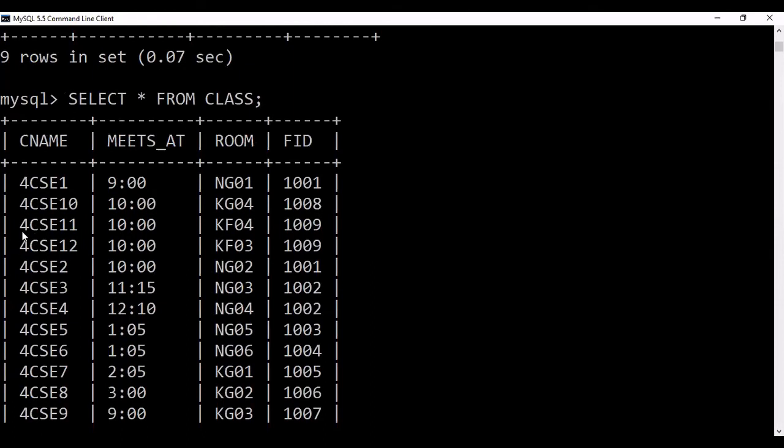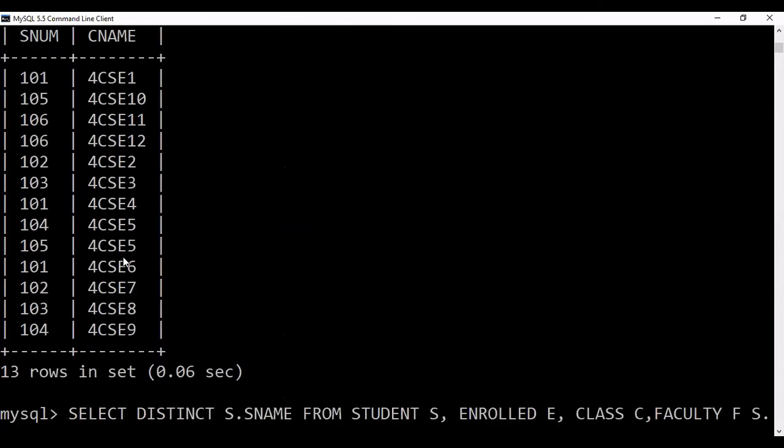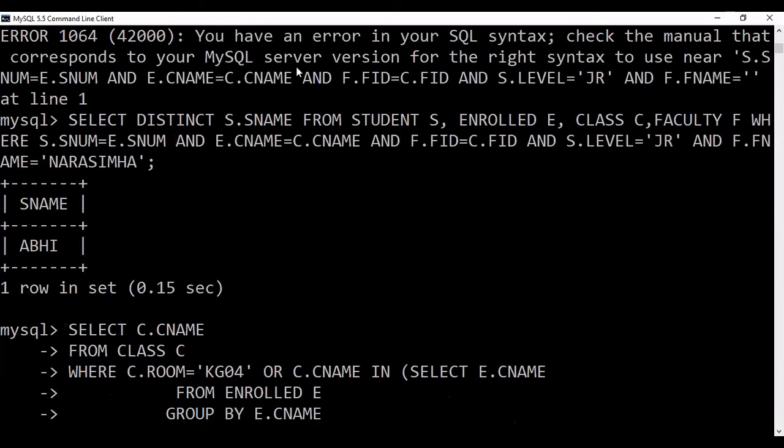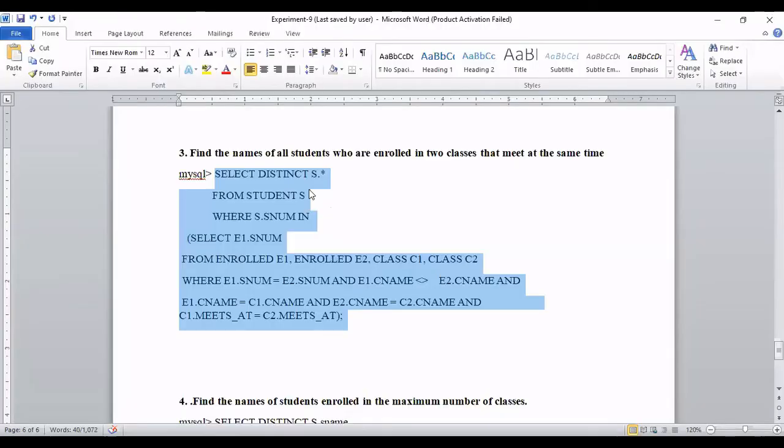Then we'll find again 4 CSE 11. 4 CSE 11 is at the same time, 10 o'clock, and 4 CSE 12 is also at 10 o'clock. So we'll find these are the class names which are enrolled at the same time, by two different students. So this is all about it. Query number 3 is a self-join operation.